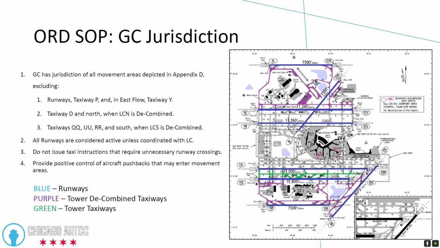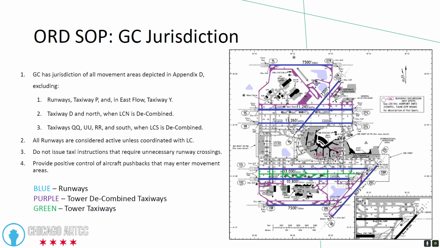Taxiways Delta and North: when local control North is decombined, you can see the purple would then belong to local control North. And the same if local control South is decombined: taxiways Quebec, Uniform, Romeo, and south belong to local control South when decombined.